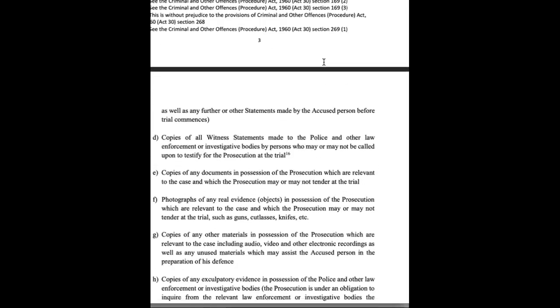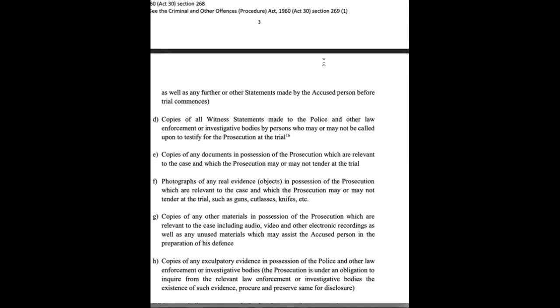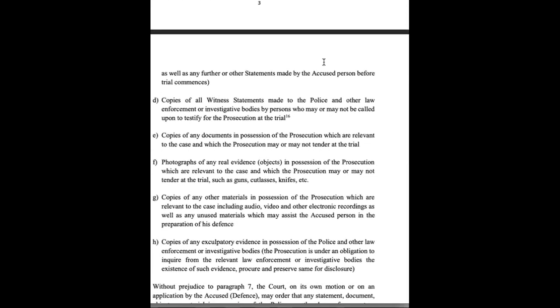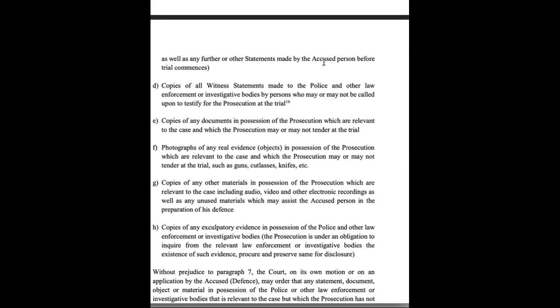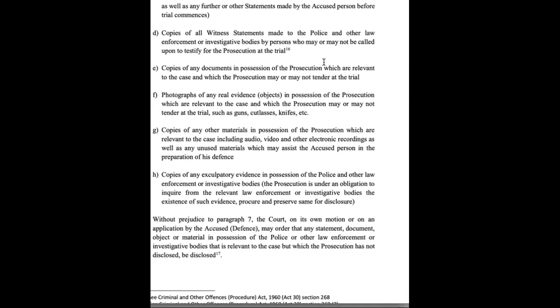So if you look at some of the examples of things that you must file and disclose: all witness statements that you intend to rely on, people you intend to call as witnesses, serve everything on that. Let him see it. Photograph of any real evidence, like cutlass, knife, guns. Let's see what you are referring to, so that I'll see whether I have even seen this kind of gun before. If you have any audio, video evidence, give everything to the accused person. Any evidence also that is in favor of the accused person, please give it to the accused person.